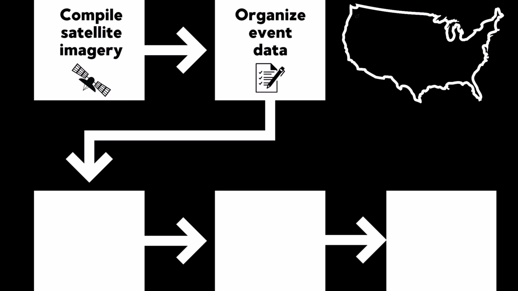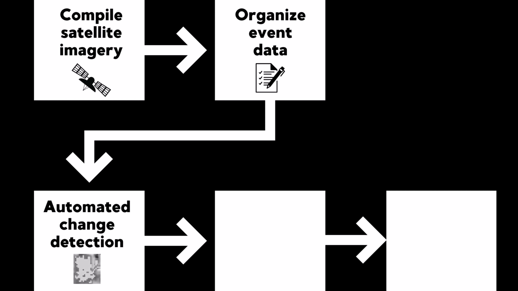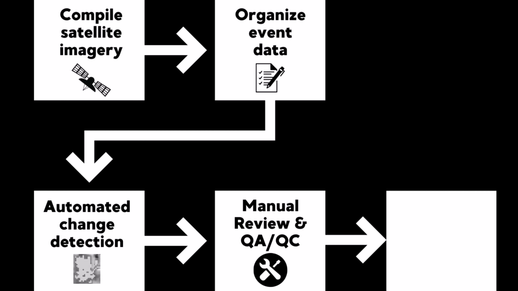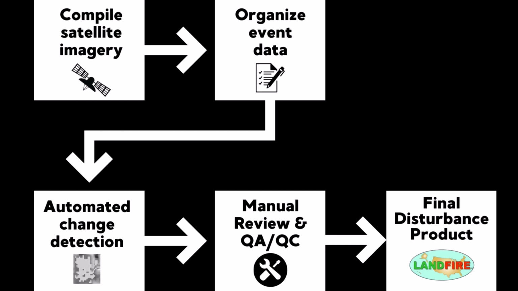The following stepwise procedure happens each year and has recently been improved. The simplified version starts with the compilation of satellite imagery. Then we organize event data. This means that any agency that has polygons delineating disturbance data or events are provided to LANDFIRE and organized by our team. Next, we run our automated tools. We'll explain those later. And finally, LANDFIRE mappers review and check their work and deliver the final disturbance products.